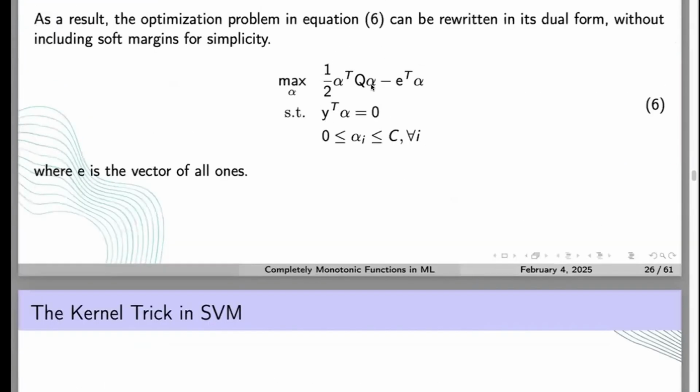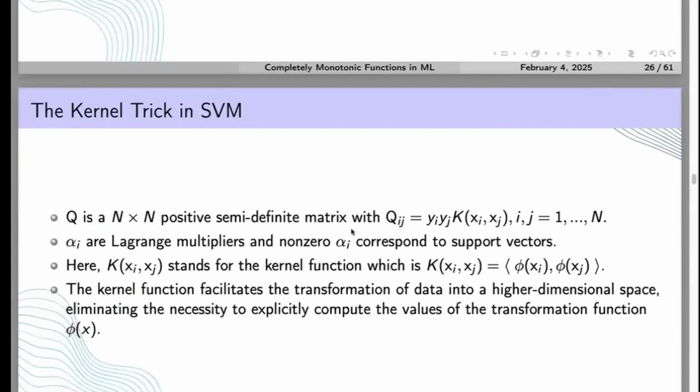Here Q is an n by n positive semi-definite matrix. It is established with the help of the K function. Alpha i are Lagrange multipliers, and non-zero alpha i correspond to support vectors. Here K stands for the kernel function. The kernel function facilitates the transformation of data into a higher dimensional space. But now we don't need to compute phi itself, we only need to compute K, because if we can compute K without computing phi, it will be computation saving.